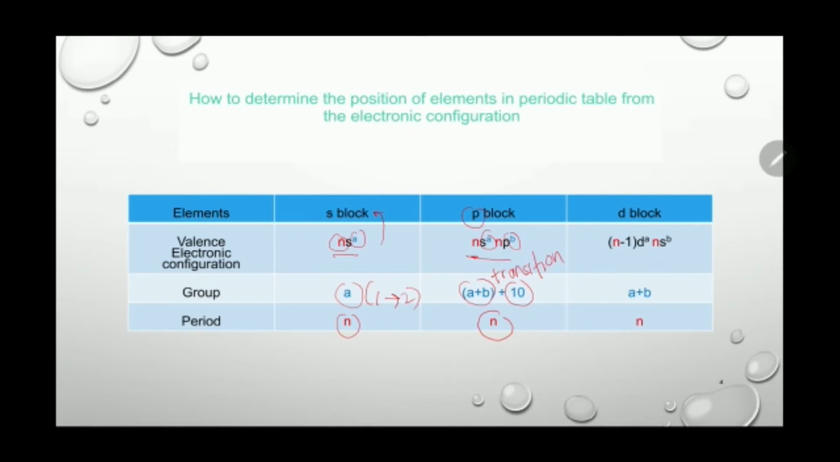For the D block, if the valence electronic configuration is (n-1)d and ns, it is the D block. How to solve for the group? It must be a plus b. And the period comes from the principal quantum number, which is n.